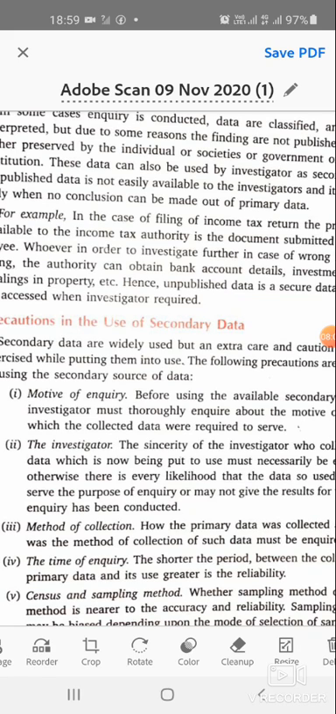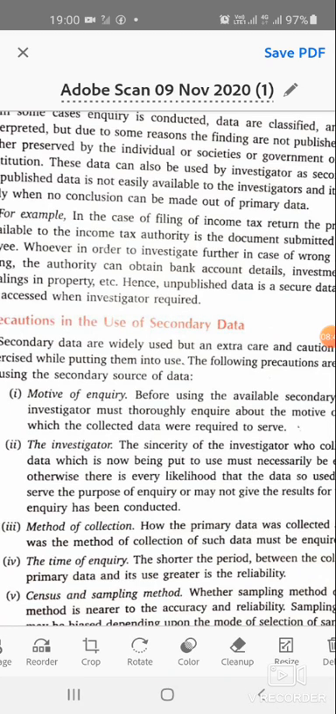Second, the investigator. The second precaution: who was the investigator? If the investigator is a commercial bank, the government, the RBI, or a research institution, then you can rely upon them. If the investigator is not competent enough, then the report or information from this investigator may not be suitable for you.